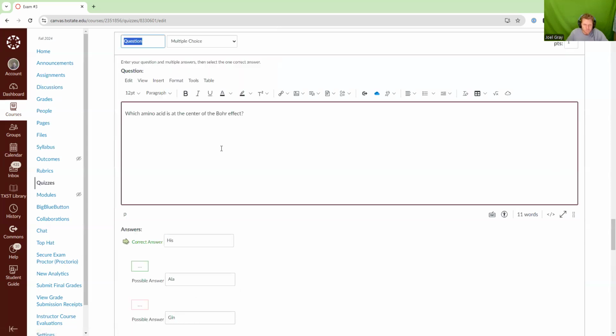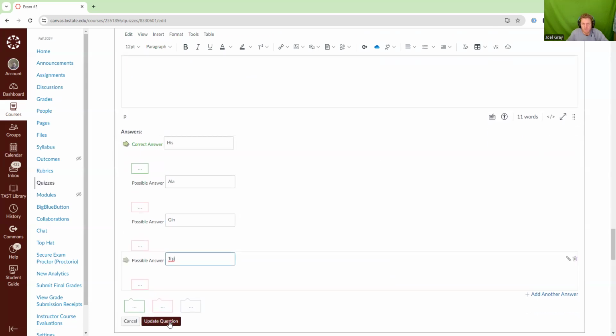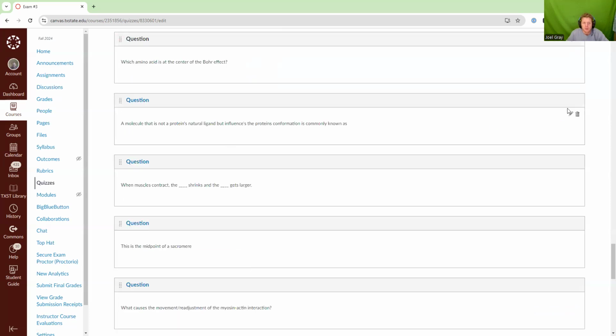Next up, which amino acid is at the center of the Bohr effect? So basically, which amino acid is influenced and impacted by the Bohr effect? And that's a histidine. I've got alanine, glutamine, tryptophan. Those are also all decoys because if you understand what the Bohr effect is, you'll know that only ionizable amino acids, and specifically a positively ionizable amino acid, is influenced by the Bohr effect. So histidine is the correct answer.